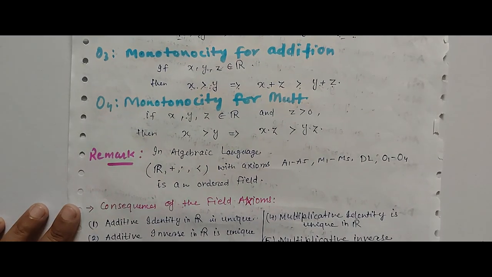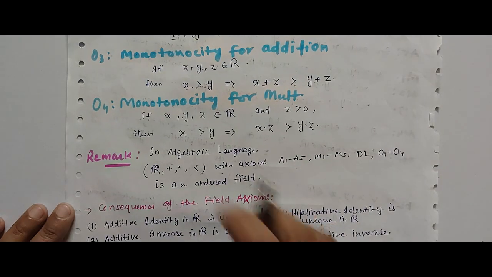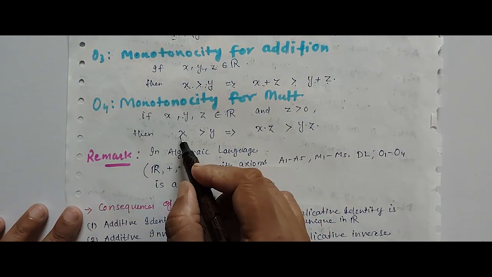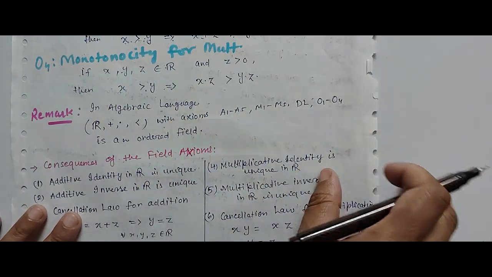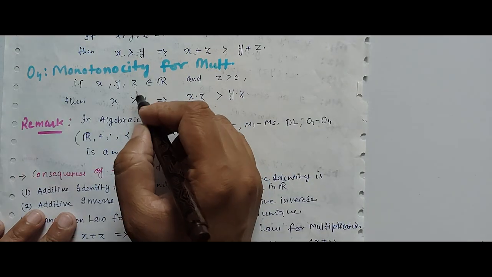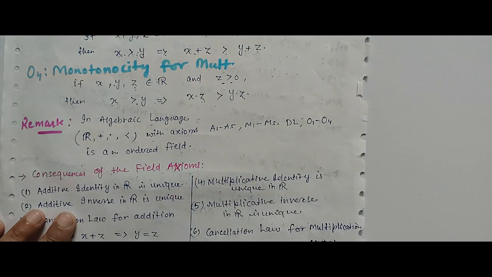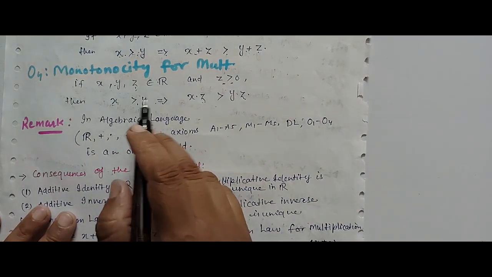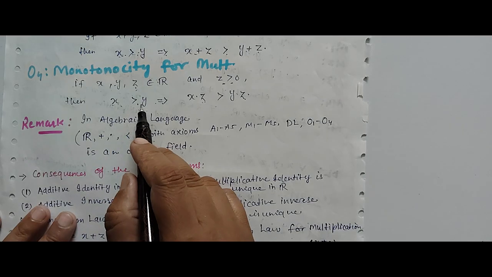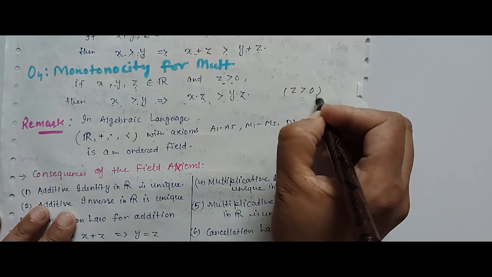Similarly, we have monotonicity for multiplication, but with a slightly different condition on z. So if x, y, z belong to R and x is greater than y, then in multiplication there will be a condition on z. If z is positive, then if you multiply both sides, the order will remain the same. But if z is negative, then the order will be opposite. So monotonicity for multiplication says that if x is greater than y, it implies that xz is greater than yz, provided z is positive.